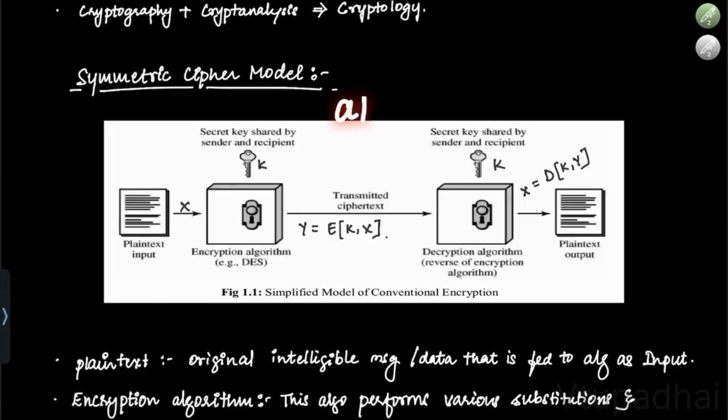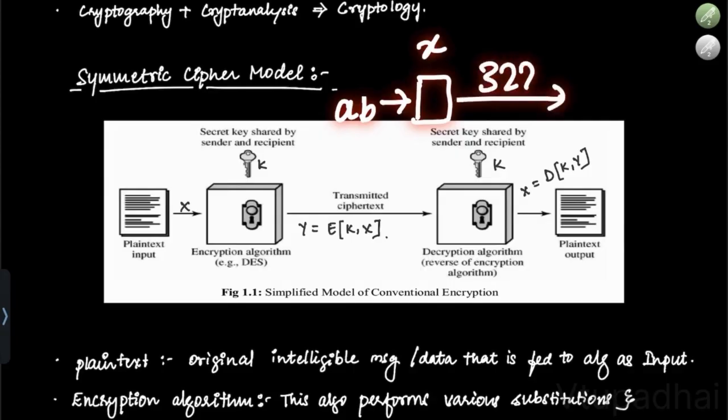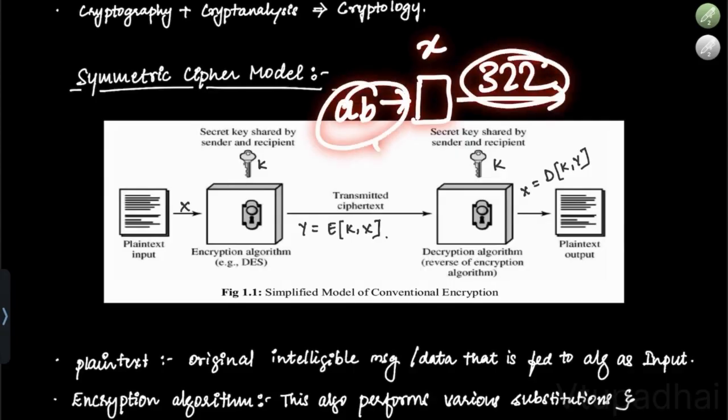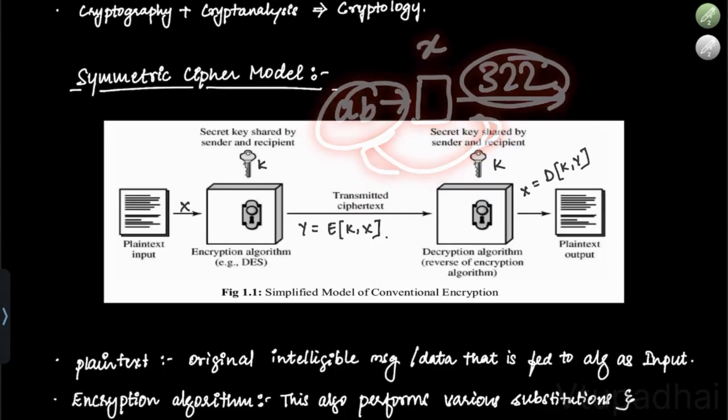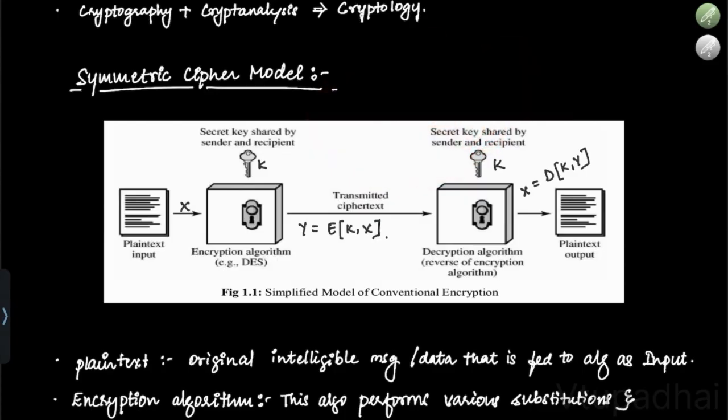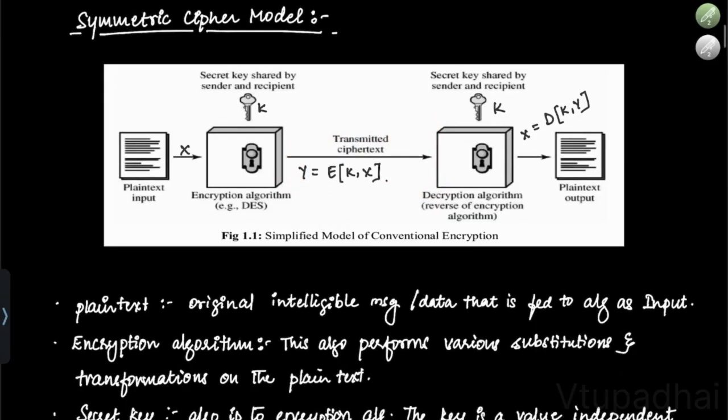Plain text had A, B, then the key was X, and the encryption algorithm performed something, and I got 322 here. So this 322 and AB, is there any similarity or common thing? No, there's nothing similar here, right? So it is called ciphertext. It is random text which is generated as a result of the key as well as the plain text with an encryption function or encryption algorithm.